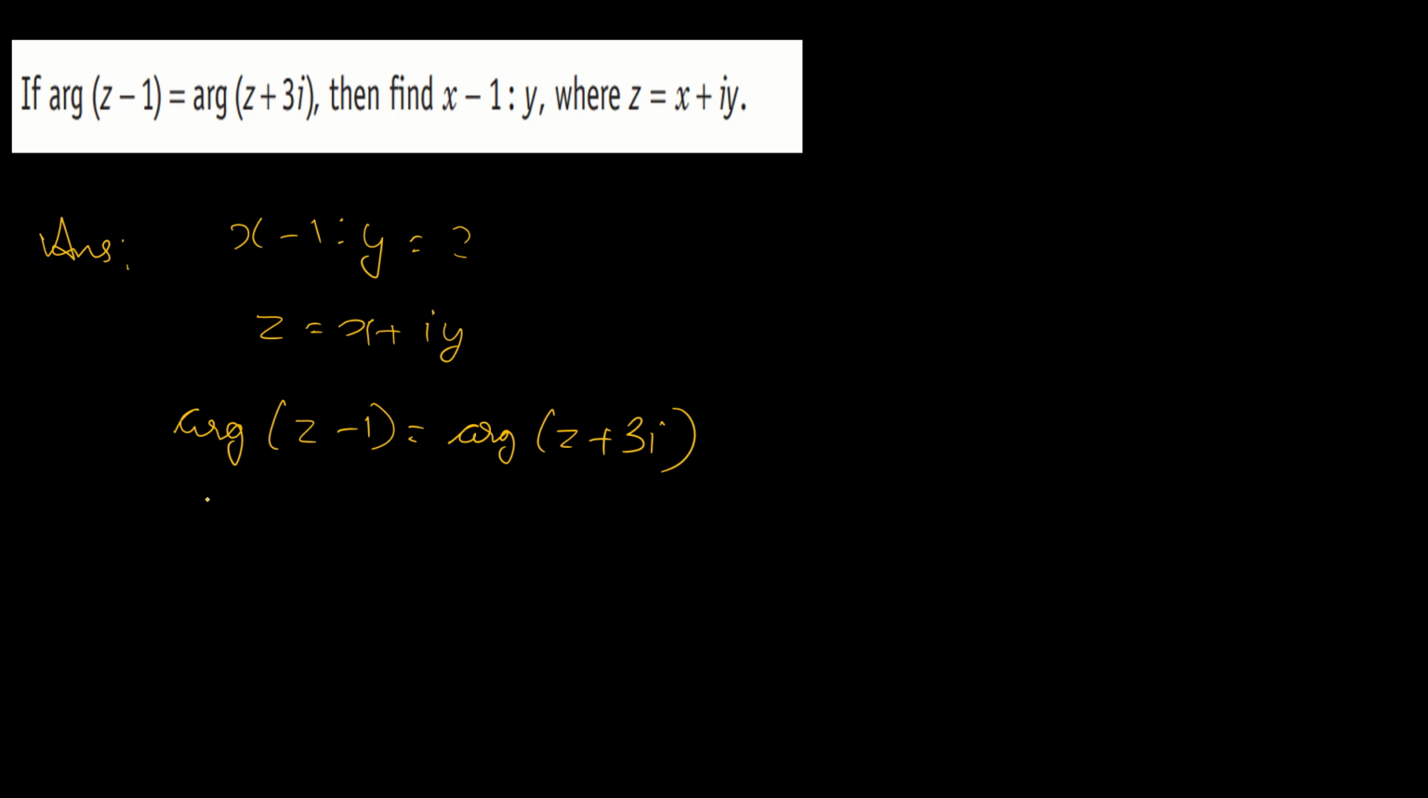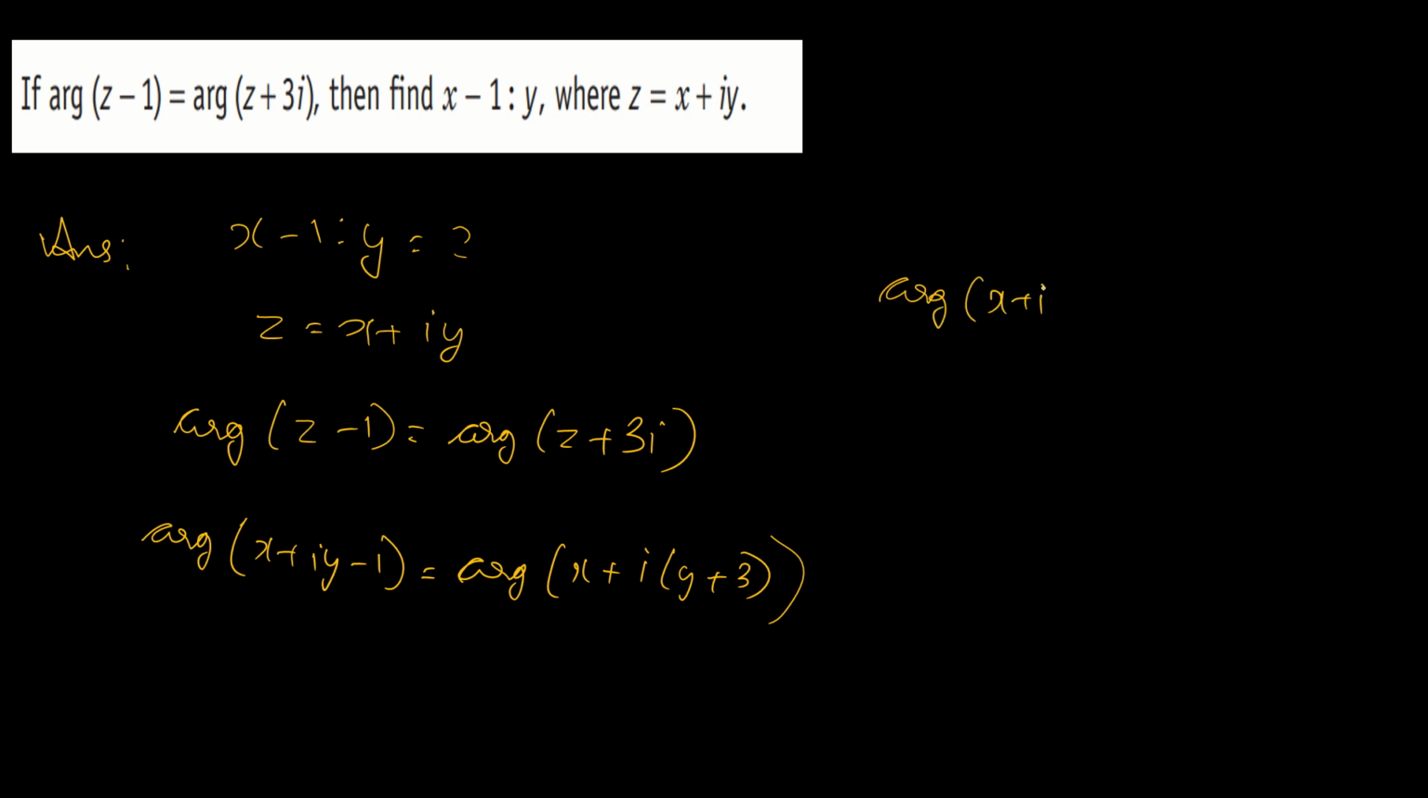Okay, what is z? We can write like this, argument of (x plus iy minus 1) equal to argument of x plus i(y plus 3), right? Because i is common for both. Okay, so what is argument of x plus iy? It is actually represented by theta, which is equal to tan inverse y by x, right? So in here, theta is equal to tan inverse y by (x minus 1), right? This is equal to tan inverse (y plus 3) by x.